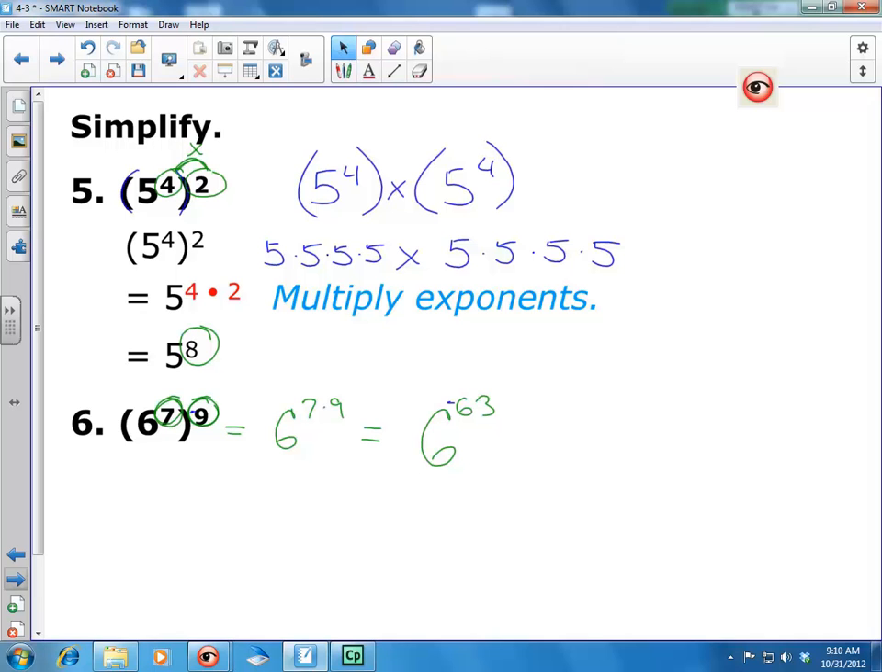Yes, sir? Yeah, it's a number. You can go to infinity just like every other number. We're not going to do that, but yes, that is how it would be illustrated.